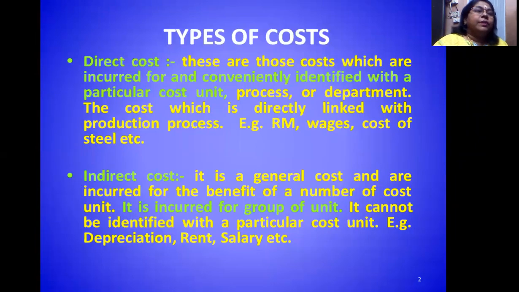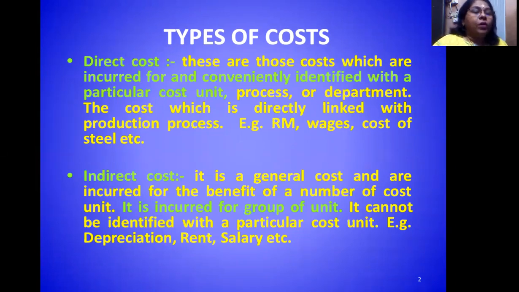The first classification, I'm going to explain the types of costs on the basis of elements. I already spoke about the elements of cost in the previous video. The elements of cost are broadly classified into direct costs as well as indirect costs. All direct costs are collectively called prime costs. All indirect costs are collectively called overheads.